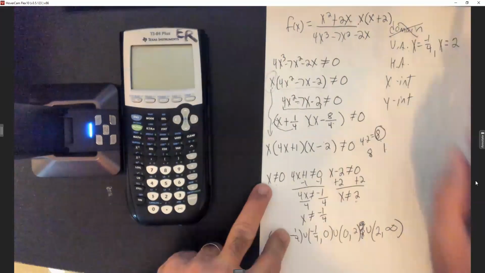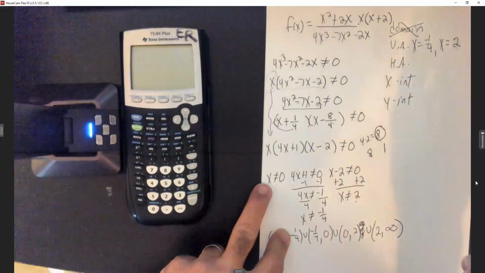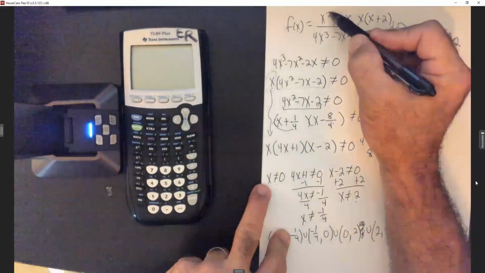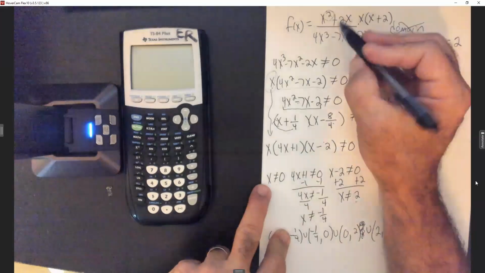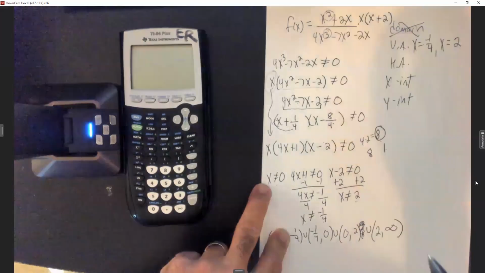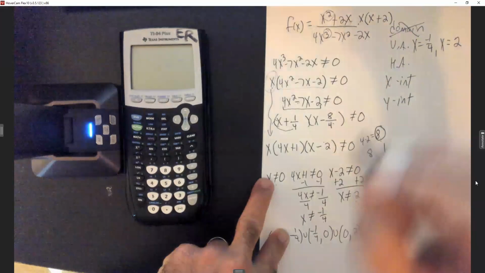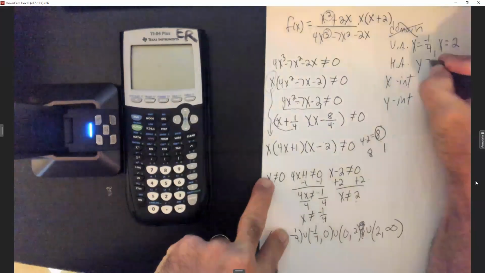Horizontal asymptote, the degree of the top is 2. The degree of the bottom is 3. 3 is greater than 2. So since the bottom degree is higher than the top degree, the horizontal asymptote is automatically y equals 0.